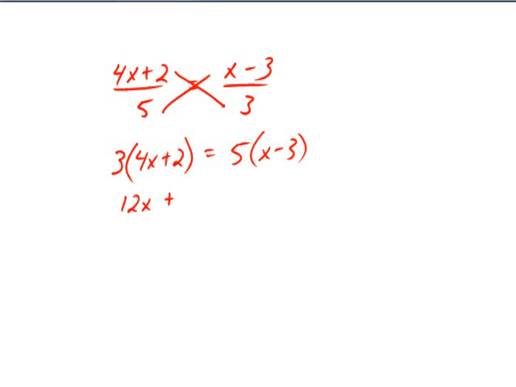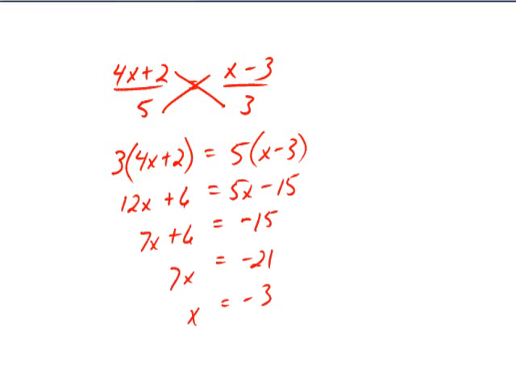If I continue the solution, subtracting the 5x from both sides, subtracting 6 from both sides, dividing by 7, I also get negative 3. So both solutions are fine. They're both equivalent in what's actually happening in the problem. Let's look at another example.